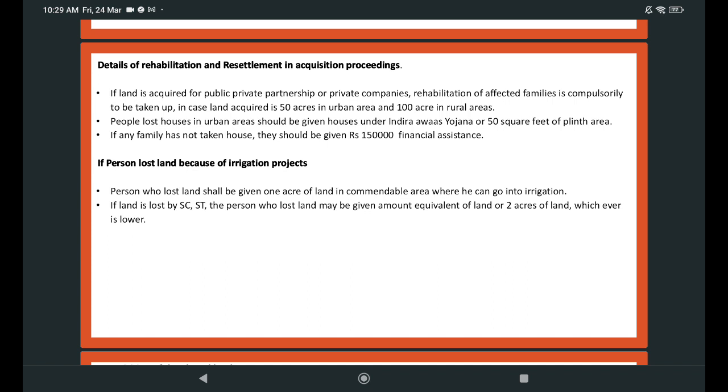Next, a person who lost lands in irrigational projects shall be given 1 acre of land in command area. He can go into irrigation. If the person who lost the land is SC or ST, he may be given an amount equal to the land or 2 acres of land, whichever is lower.